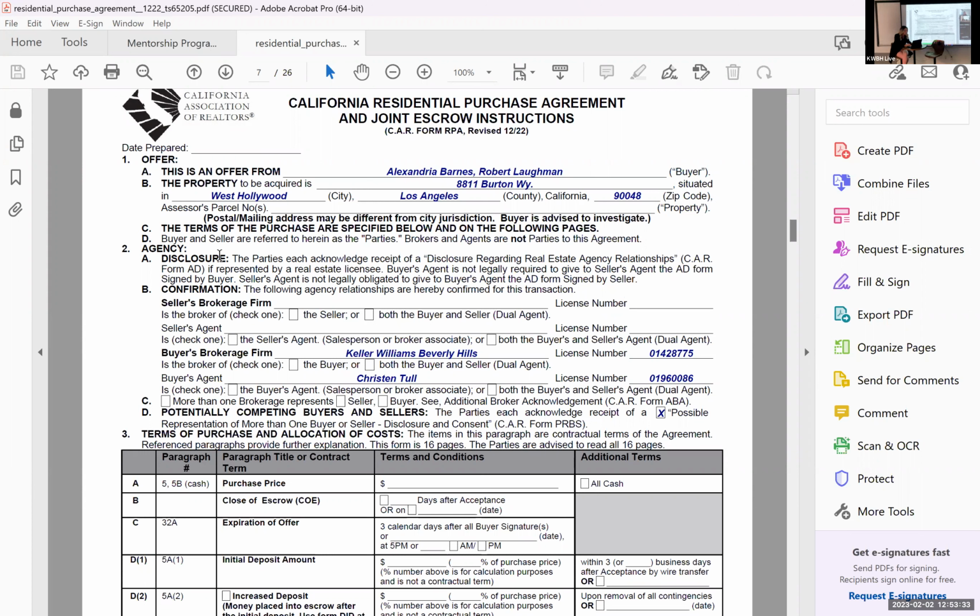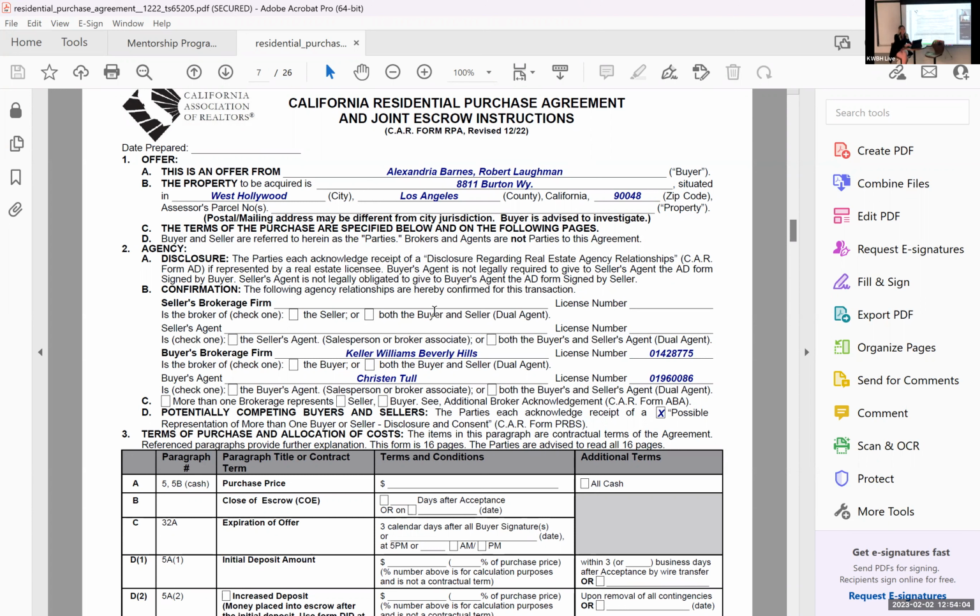Section 2 is about agency. The very first disclosure in the package is referenced here, 2A, so we don't need to worry about that. B, confirmation. Here, you're going to write in the brokerage of the listing agent as well as their brokerage DRE number. You're going to list the listing agent or agents' names here and their DRE numbers here. You would specify whether they're representing the seller or both the buyer and seller.